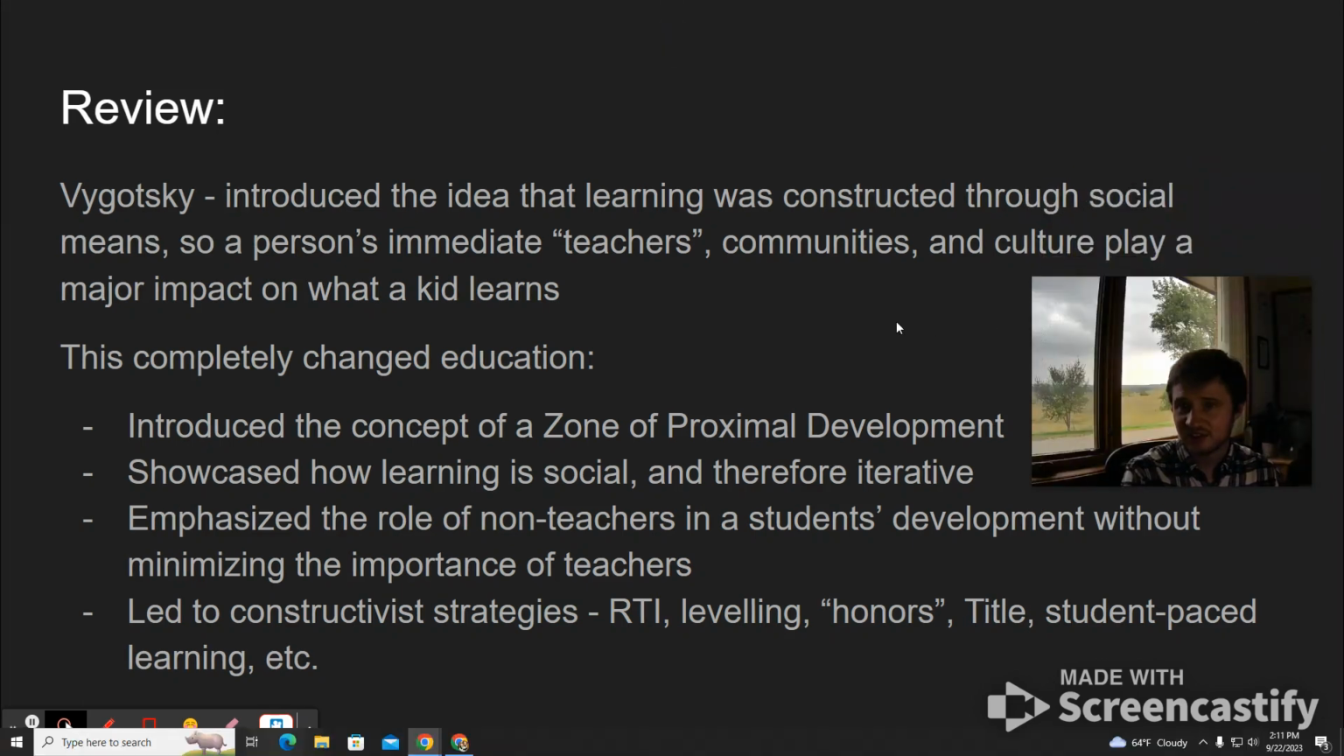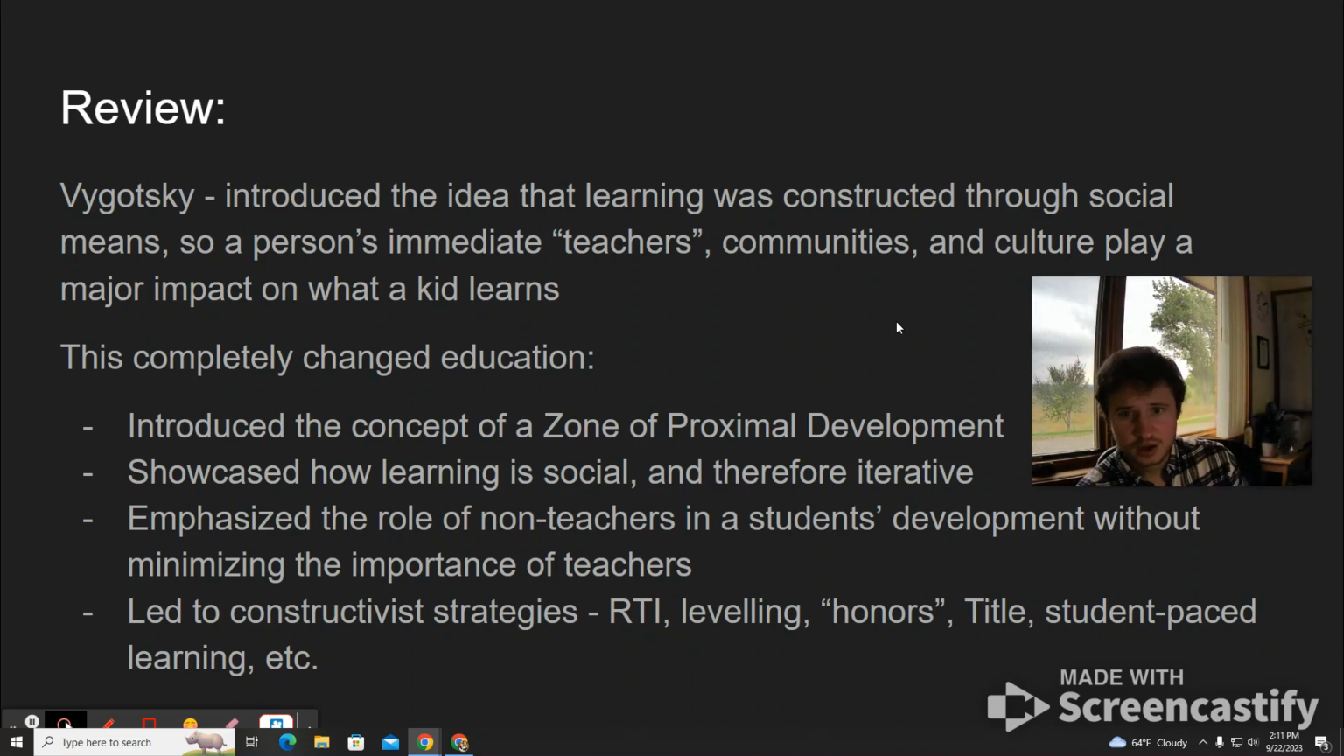His main theory, of course, social activity theory, was that learning is constructed through social means, and therefore a person's teachers, which include parents, friends, family, anybody really, their communities and their culture are defining in what a kid learns. It's not actually about the content that they're learning, it's about who they are around and the culture they're involved with. So this, at the most basic level, shows up in the zone of proximal development. A kid knows something, and it requires the facilitation of a helper, a teacher, a cultural icon of some sort to help them to the next level, help them to what they don't know.